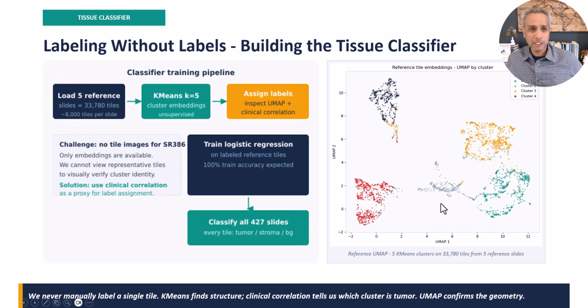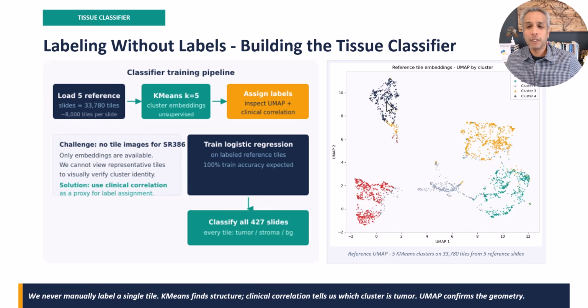By the way, you can generate this plot not by using all 427 slides, because that would be a lot of data. You can just load 5 reference slides. That's what we're going to do. We are going to load 5 reference slides with 33,780 tiles right there. And then we run k-means with k equals 5. And then we assign labels, like we inspect this. And we'll talk about how we are going to assign labels without looking at the tissues. We have to find a workaround. And we'll talk about that once we get there.